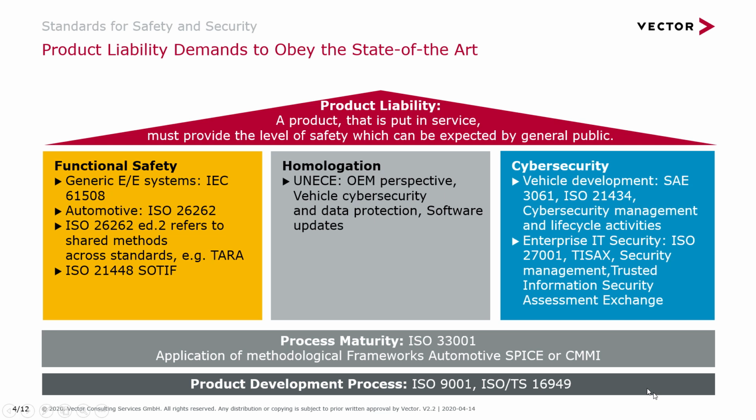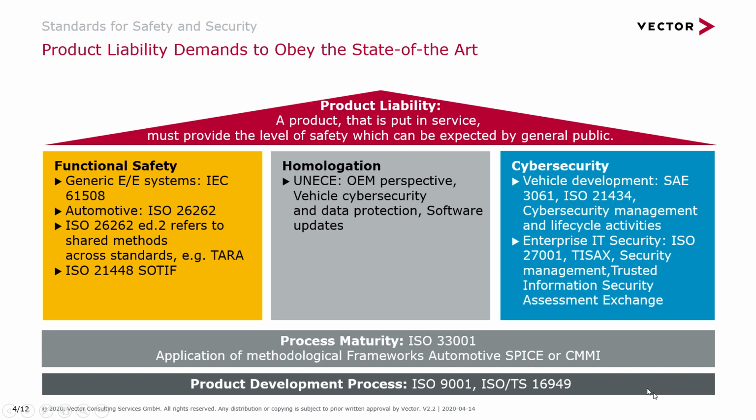The whole building of the different standards is what we call product liability. Product liability means that if we bring a product into service, it has to provide a level of safety which can be expected by the general public. So it's obviously safety oriented, but of course it also means that reliability and other requirements have to fulfill these demands.